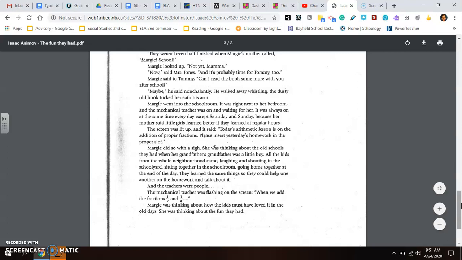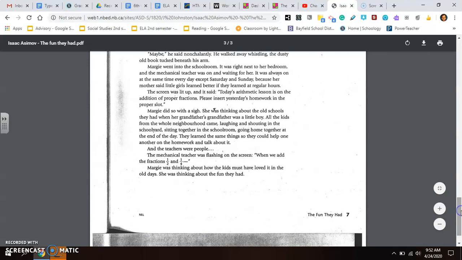She was thinking about the old schools they had when her grandfather's grandfather was a little boy. All the kids from the whole neighborhood came, laughing and shouting in the schoolyard, sitting together in the schoolroom, going home together at the end of the day. They learned the same thing so they could help one another on the homework and talk about it. And the teachers were people.